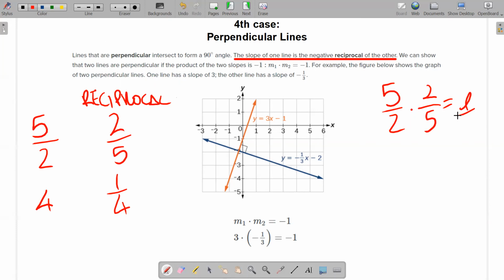Now, to be perpendicular, the slope needs to be the negative reciprocal, meaning that when we multiply them, the result would be -1. And that's a method of realizing when we have perpendicular lines. We multiply the two slopes, and if the result is -1, we have perpendicular lines. Like in this case, here we have an orange line with a slope of 3, then the blue line with a slope of -1 over 3. The multiplication of the two will give us -1. Then we know that those two are perpendicular.